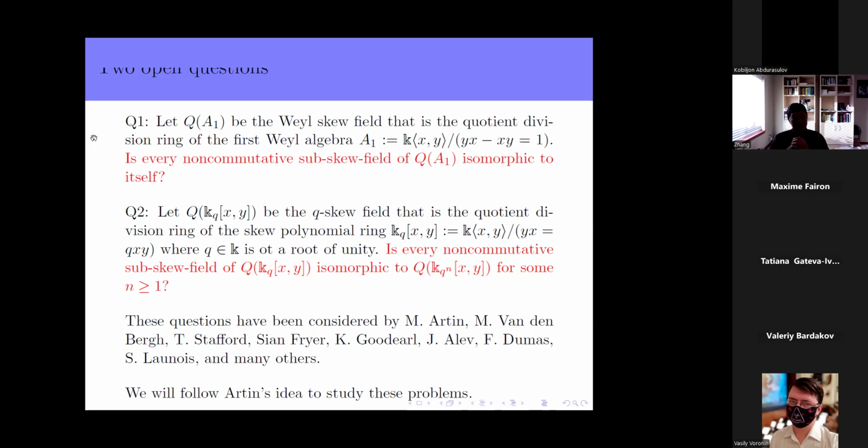The second open question involves another skew field, which comes from the skew polynomial ring. Starting with a non-zero scalar q, let's say q is not a root of unity, we can define a skew polynomial ring, k_q[x,y], which is generated by x and y, subject to one relation, yx equals qxy. Of course, if q is 1, this is commutative, but we are considering the case when q is not 1, not even a root of unity. There is a typo here: q should be not a root of unity.